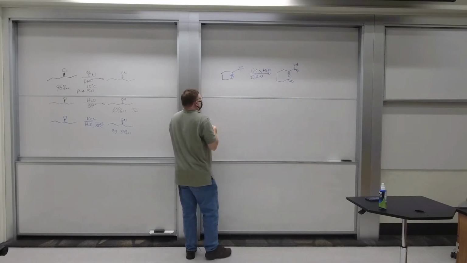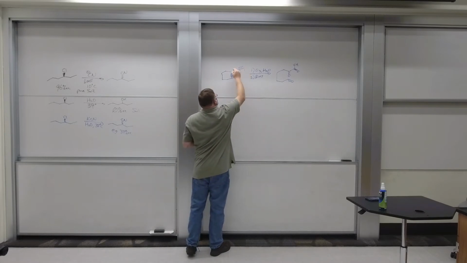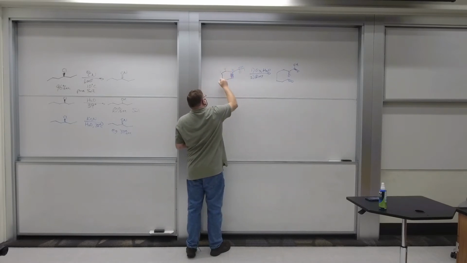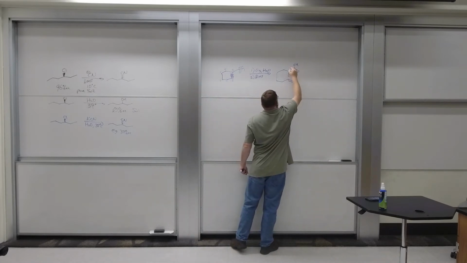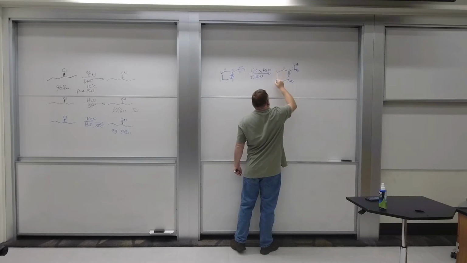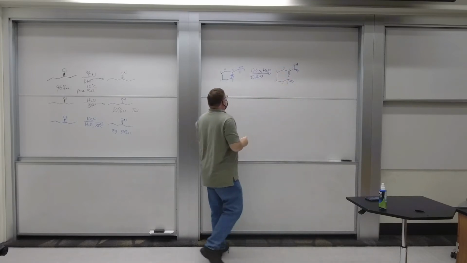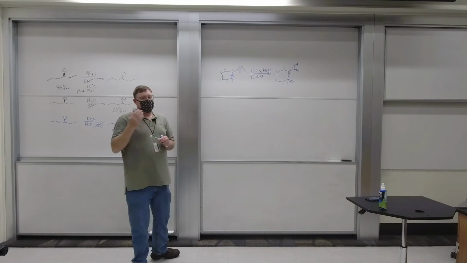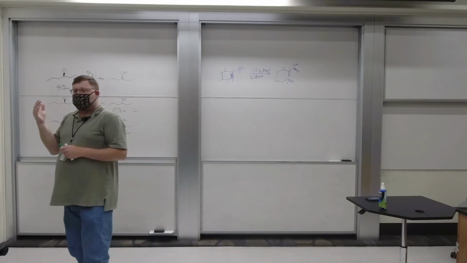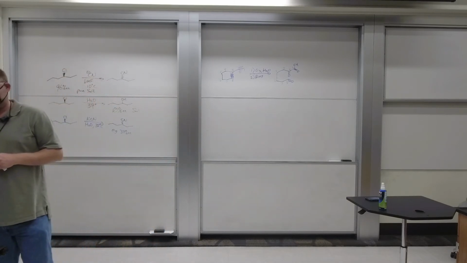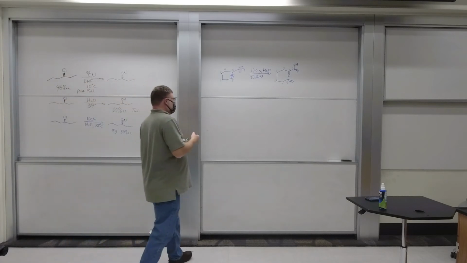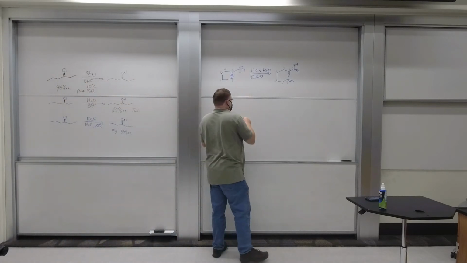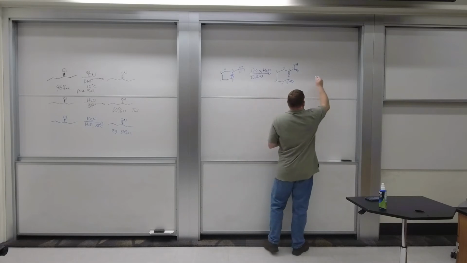Let me number these. If you have an alkyne bonded to an H, an sp carbon bonded to an H, and you do an ozonolysis, carbon 1 here is going to end up as carbon dioxide.